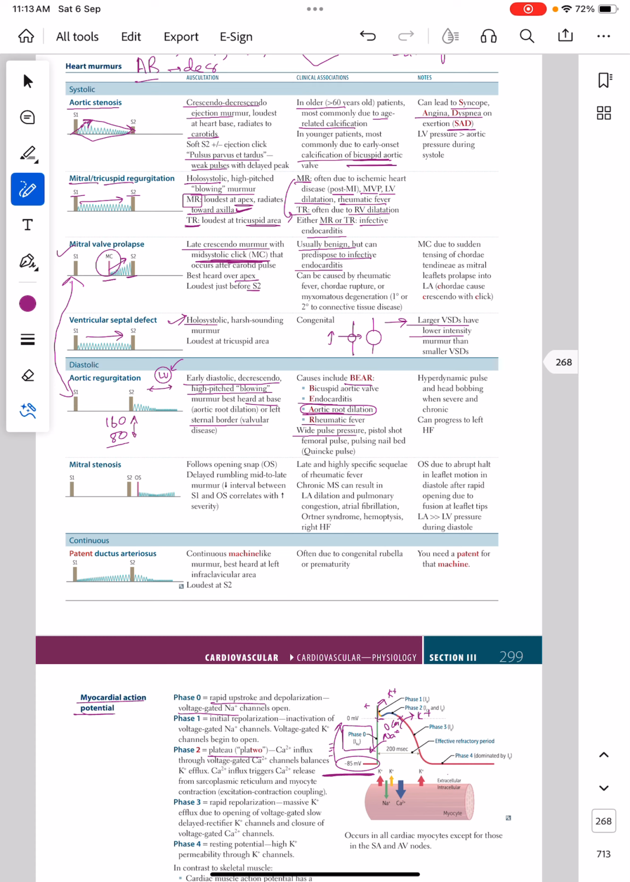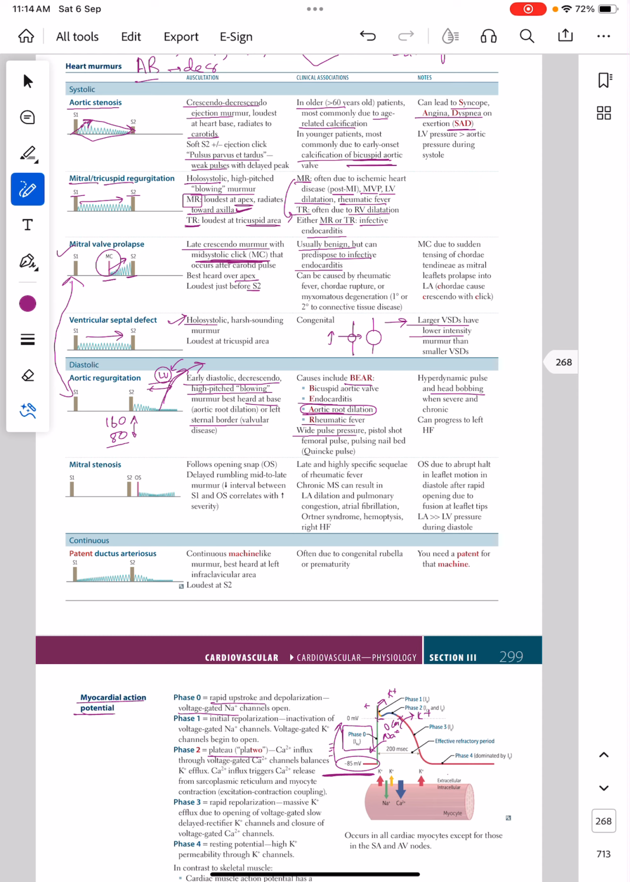Why? Because when the valve is leaky, blood flows back into the left ventricle again. When the next systole happens, the left ventricle tries to empty the blood that came in from the previous cycle as well as the current one. So it pushes that blood with much higher force. Every time it pushes blood, it causes wide pulse pressure. That wide pulse pressure causes head bobbing. Head bobbing, what does it mean? It means the head moves with every systole because of the wide pulse pressure.